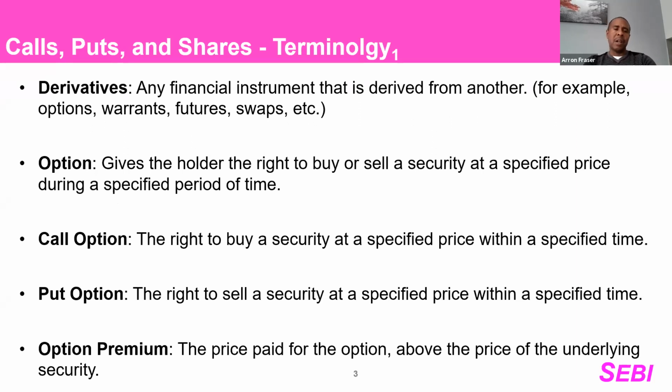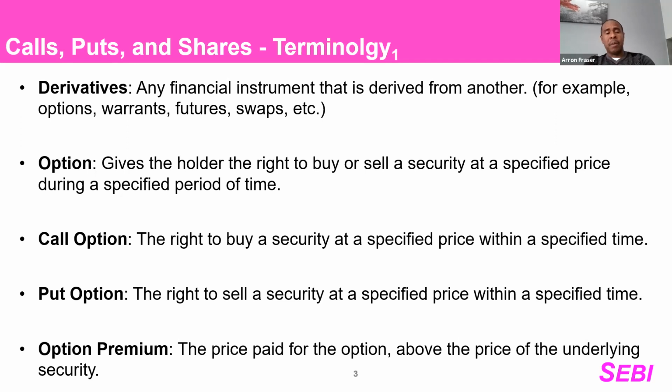That is in the case of an American option. But in the case of a European option, it gives you the right to buy or sell a security at a specified price at a specified time. So that's one critical difference between an American option and a European option.